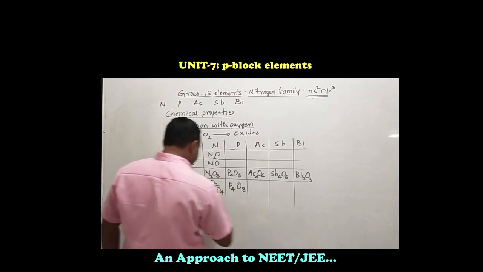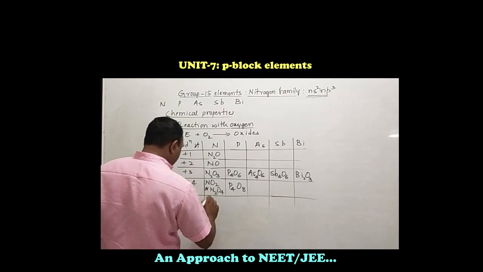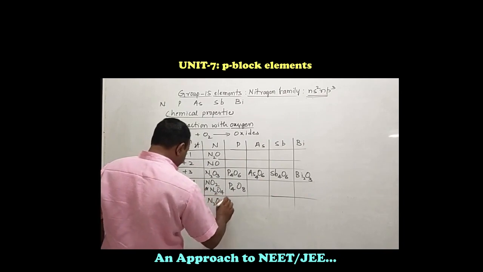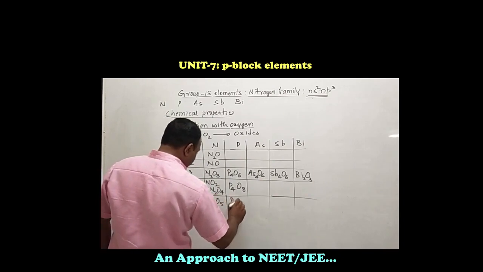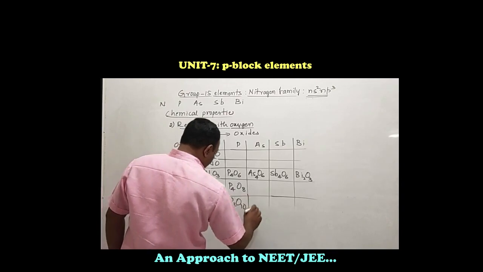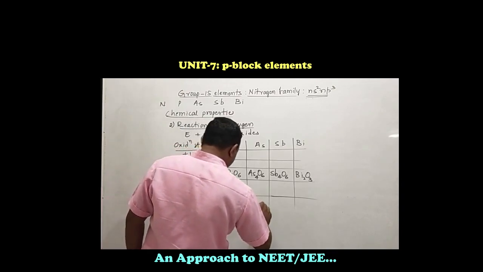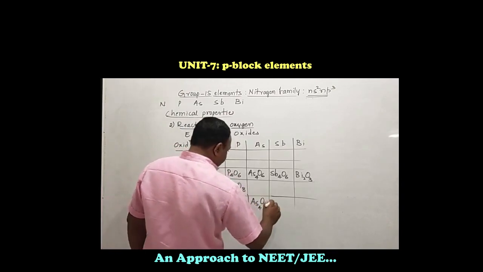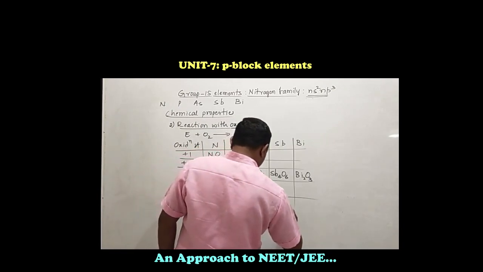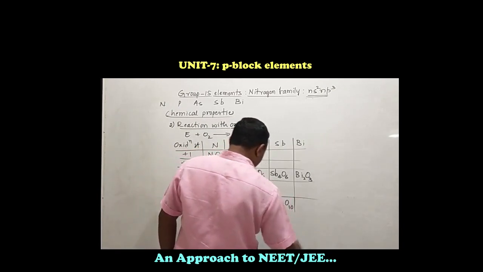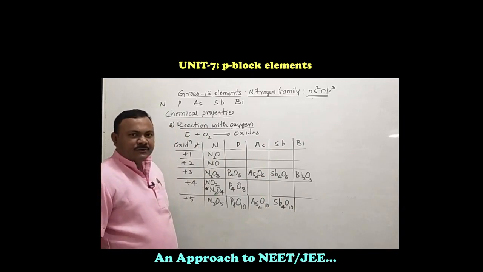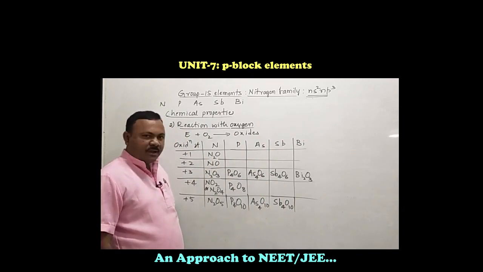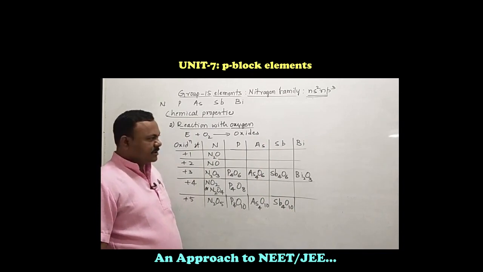And in +5 oxidation state, we are getting oxides of nitrogen, even bismuth, phosphorus, arsenic, antimony. Bismuth is not at all forming the pentoxide. So this is a table in which we have taken oxides of nitrogen, phosphorus, arsenic, antimony and bismuth.